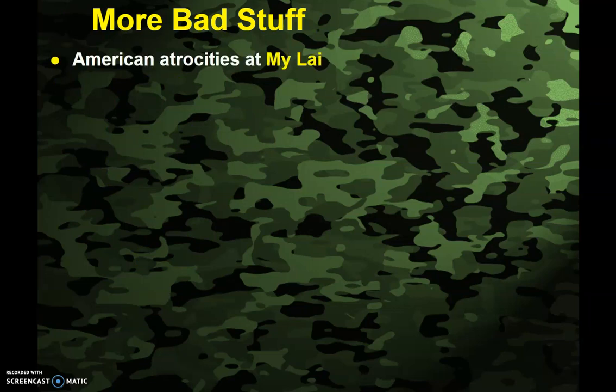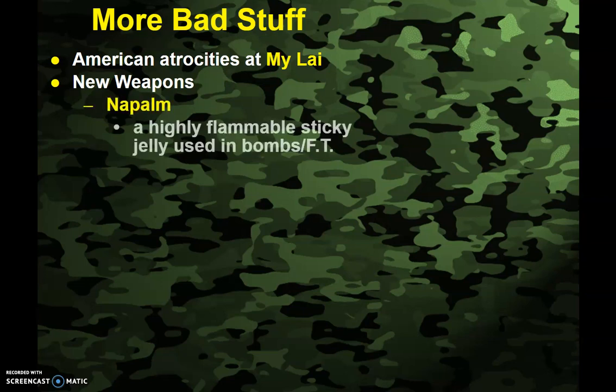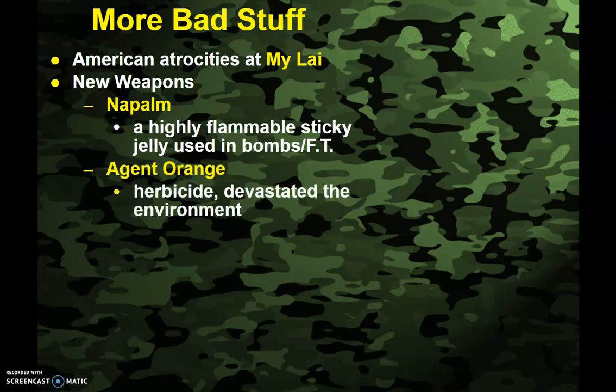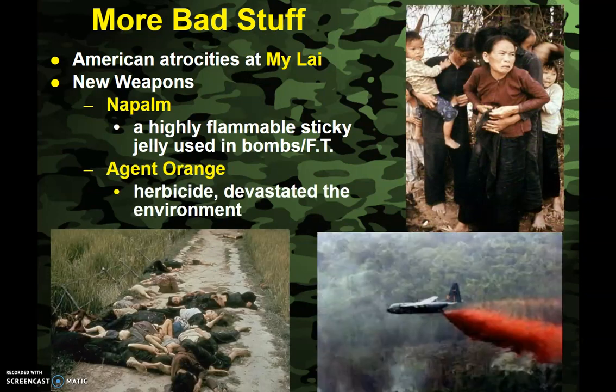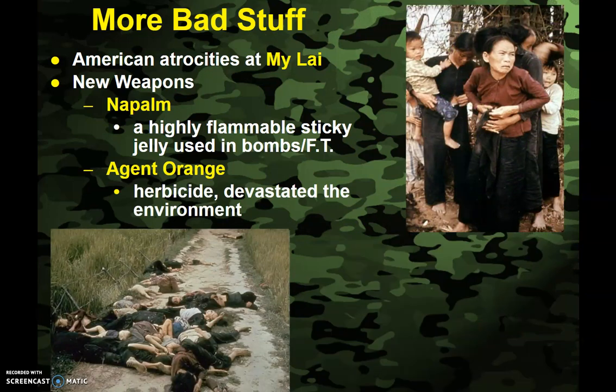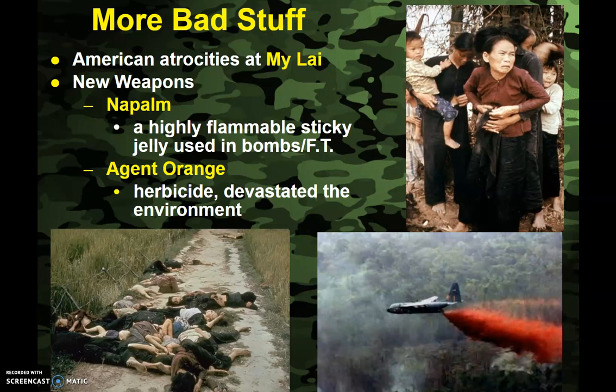Also, we have some horrible massacres that occur. I'm not going to sugarcoat it. This was a really bad look for America. The My Lai massacre. We walked into a village and just started killing people for literally no reason. We also developed a couple new weapons that are going to help us basically decimate. Here we go. Those first two pictures of people are attributed to the My Lai massacre. This one right here is an example of Agent Orange. So napalm and Agent Orange. Napalm is basically kind of like sticky fire, is the best way to explain it.